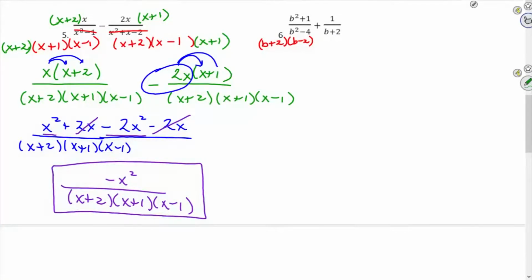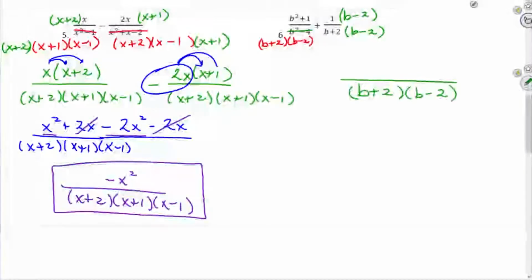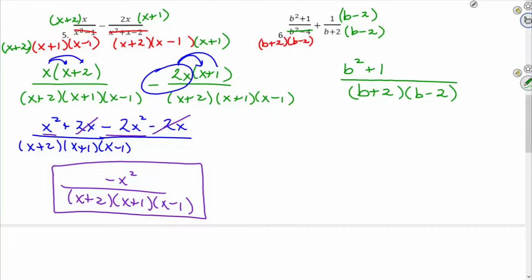And so the left-hand fraction is fine. The right one, however, is missing a b minus 2 on top and bottom. So now I have a common denominator. And I'll write that all together with the same common denominator, b plus 2, b minus 2. And the numerator I'll write as b squared plus 1 plus, if I distribute the 1 in, which doesn't make a lot of sense because it's just 1, 1 times b is b.